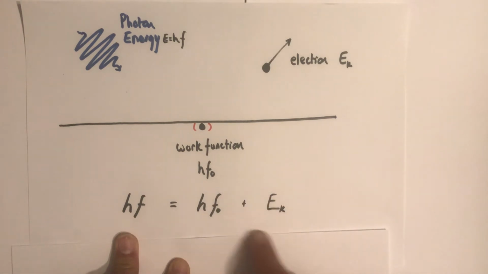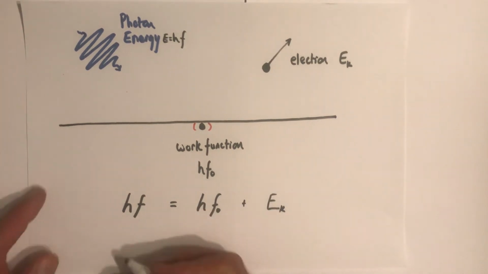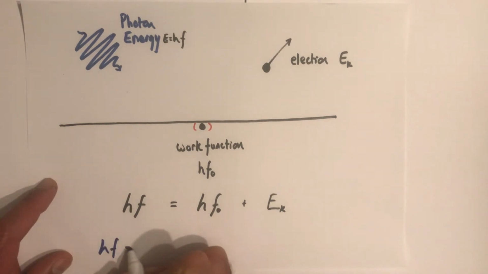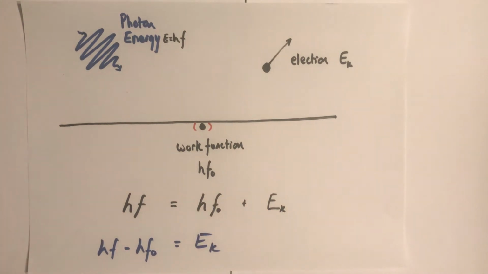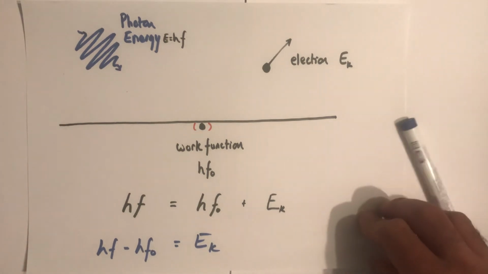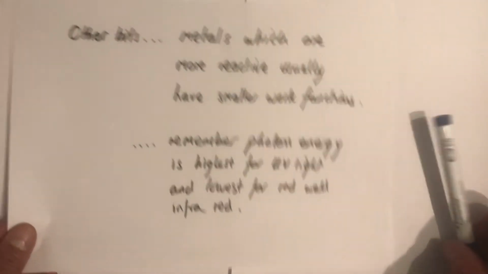So if I wanted to know this kinetic energy, I'd take that across the other side, and I have photon energy minus work function would equal the kinetic energy of the electron. Okay, I'll leave that there in case you want to come back to that when you do the problem solving.